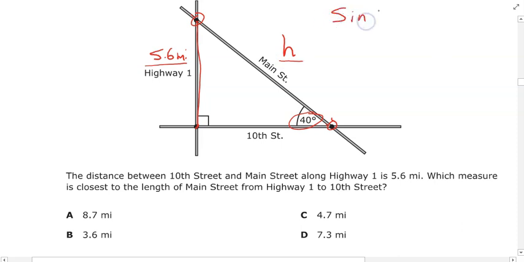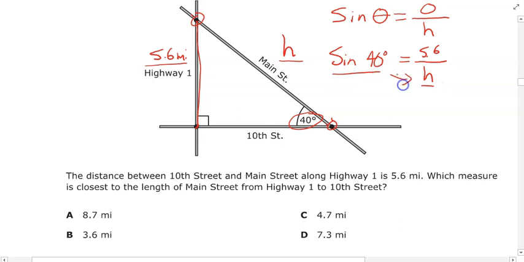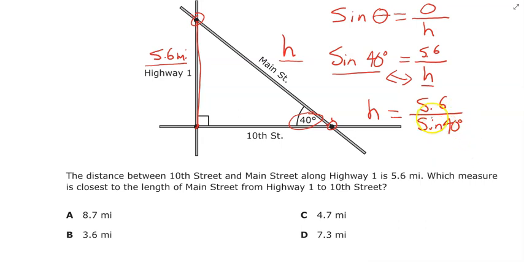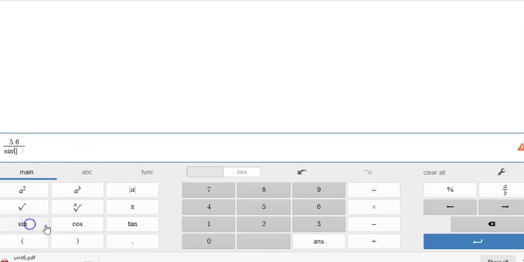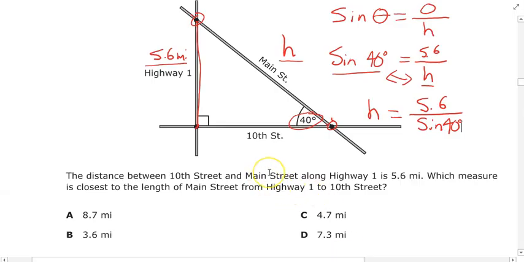So sine ratio is opposite over hypotenuse. Sine of an angle equals opposite over hypotenuse. Sine of 40 degrees is going to equal 5.6 over hypotenuse. Just like the other problem, we can switch with the other side of the equation. These two things, when you do two steps of algebra, just give you h equals 5.6 over sine of 40 degrees. So let's go ahead and plug that in our calculator, 5.6 over sine of 40. It looks like we get about 8.71 miles should be our answer for this one. So about 8.71 miles.